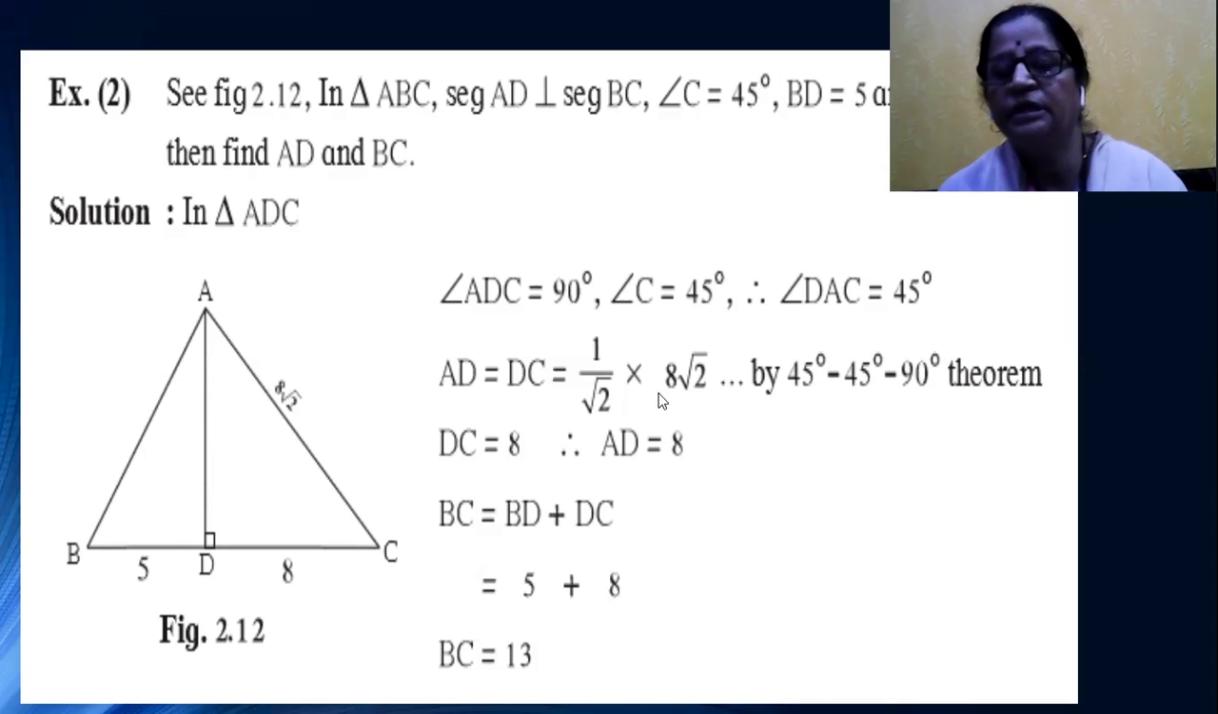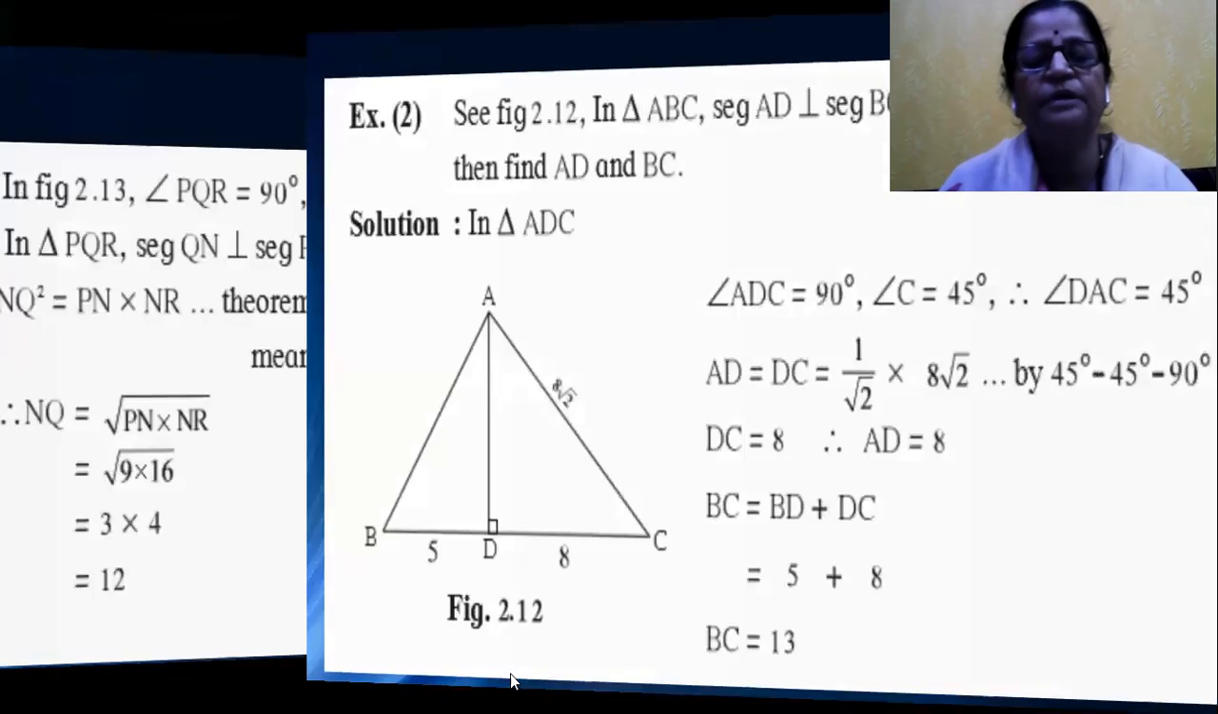So putting the values here, according to the 45-45-90 degree theorem, the square root 2 cancels with this square root 2 and 8 remains. So DC is equal to 8 and AD is equal to 8. Now BC is equal to BD plus DC. BD is 5 and DC we found here is 8. So 5 plus 8, BC is equal to 13.